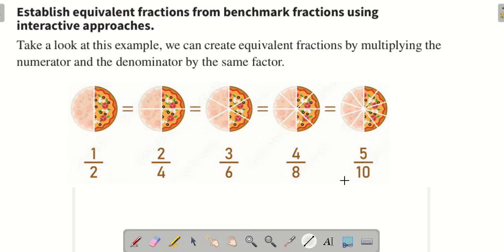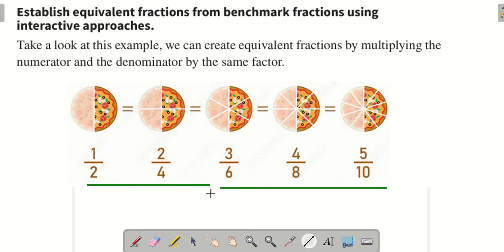So we have a lot here. You can analyze this. Half, here it has been divided into 2, so we have 2 out of 4. Here it has been divided into 3, we have 3 regions out of 6. Here it has been divided into 4, we have 4 regions out of 8. And here it has been divided into 5, and we have 5 regions out of 10. And all these are equivalent fractions.